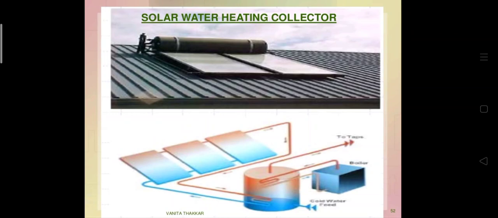And these are some solar water heating collectors used on the surfaces of buildings. In the upper diagram, this is a simple solar flat plate heating collector, and here is a series of flat plate heating collectors with thermal storage. So these are simple diagrams of water heating collectors.